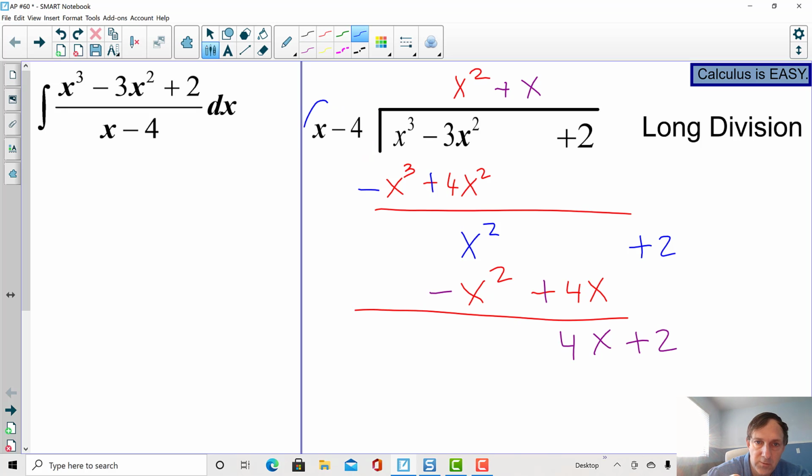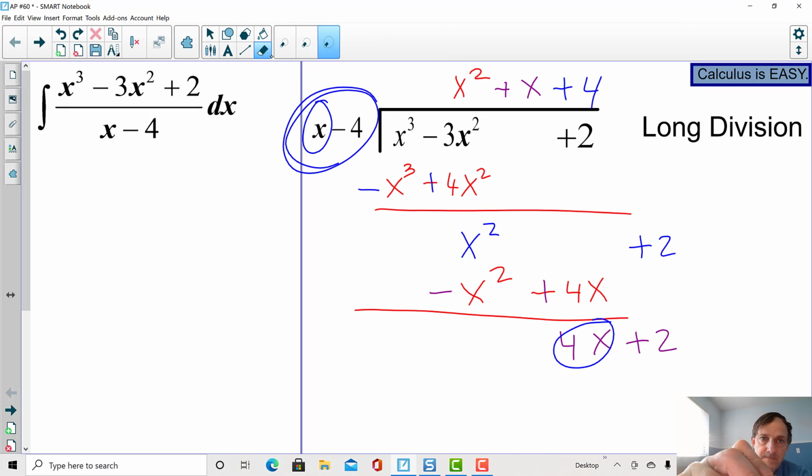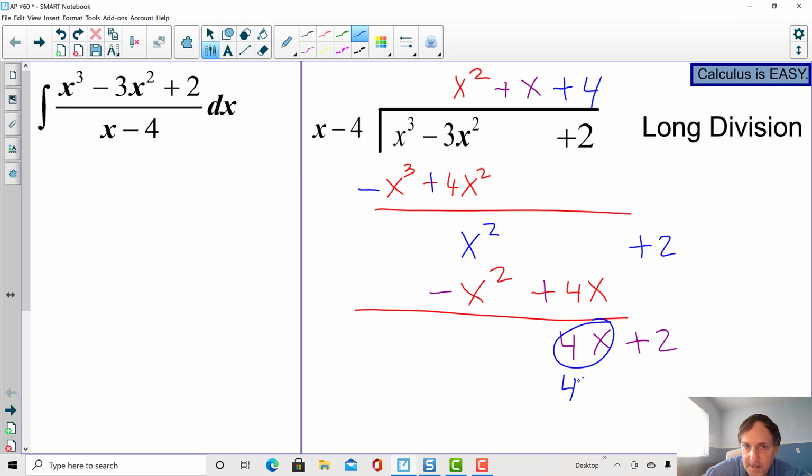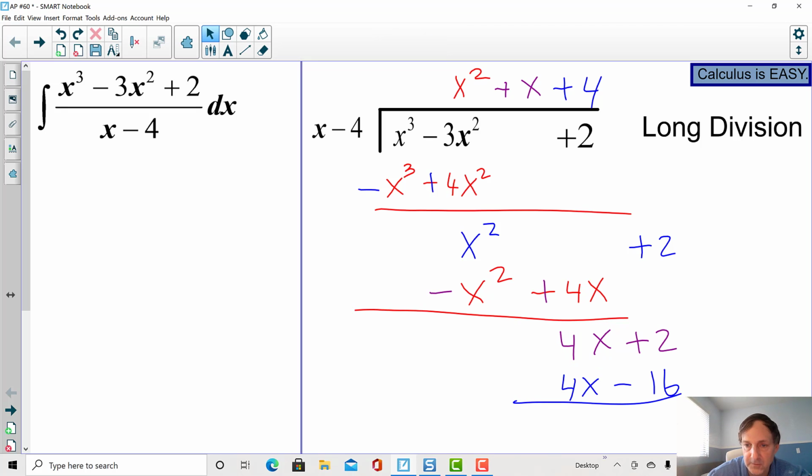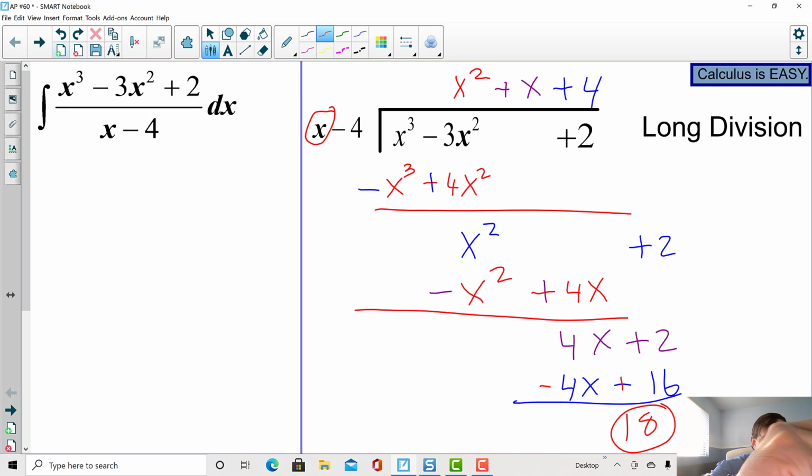Okay, last one. What do I multiply by x to get 4x? And the answer will be 4. So I'm going to multiply everything by 4. That's going to give me 4x minus 16. Again, we want to do top minus the bottom, or just multiply everything in the bottom by -1 and add up all the pieces. You're going to get 18. And there's nothing you can multiply x by to get 18, so 18 is going to be the remainder.